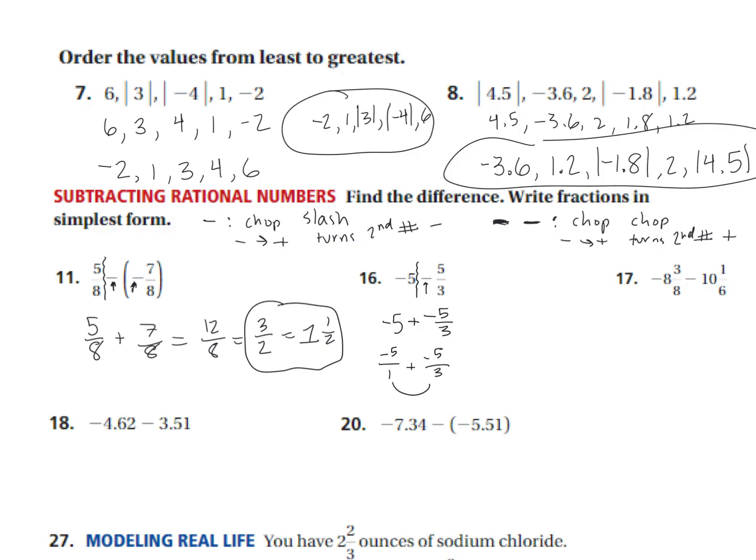Okay. If we change this, I can write negative 5 over 1. And then I can see to go from 1 to 3, I need to multiply by 3 on the top and bottom. So when I do that, I'm going to get negative 15 over 3 plus negative 5 over 3, resulting in negative 20 over 3, or negative 6 2/3.